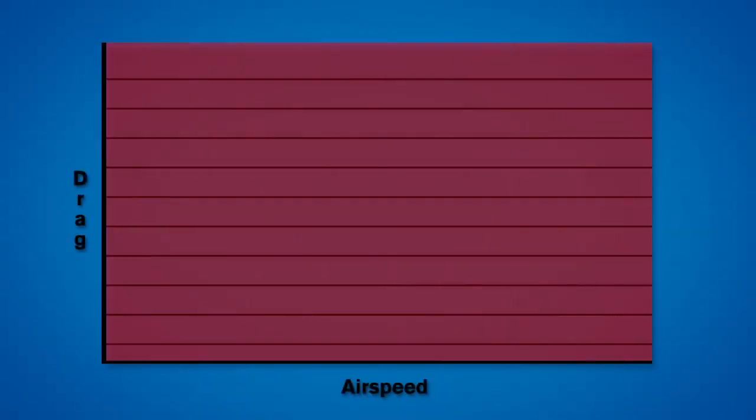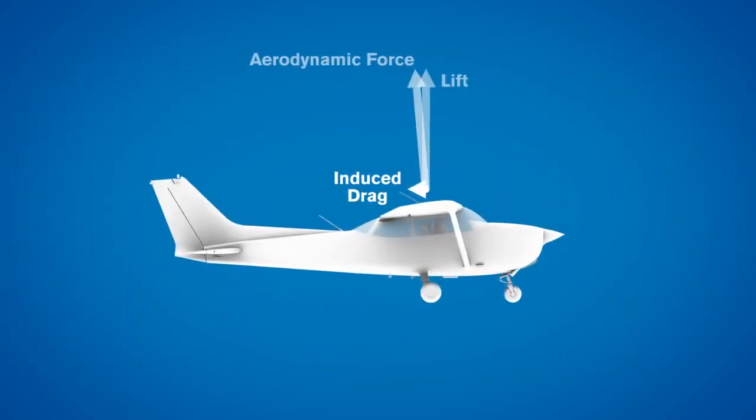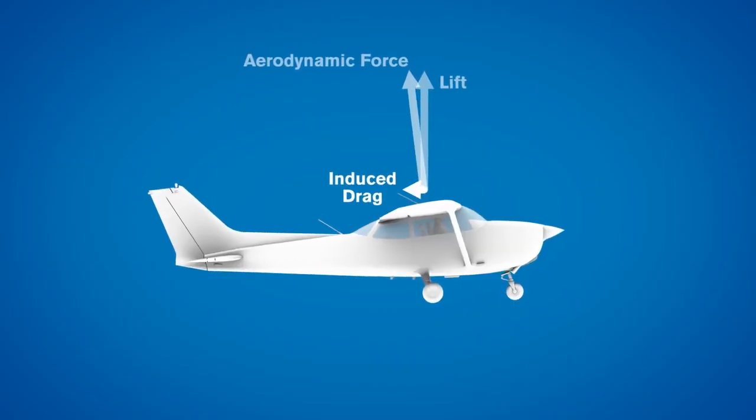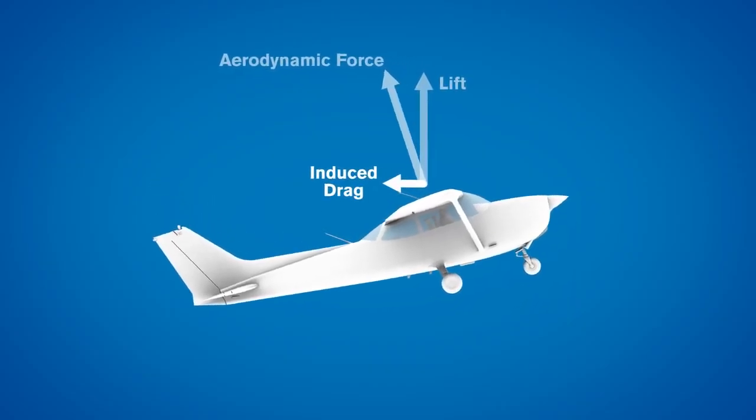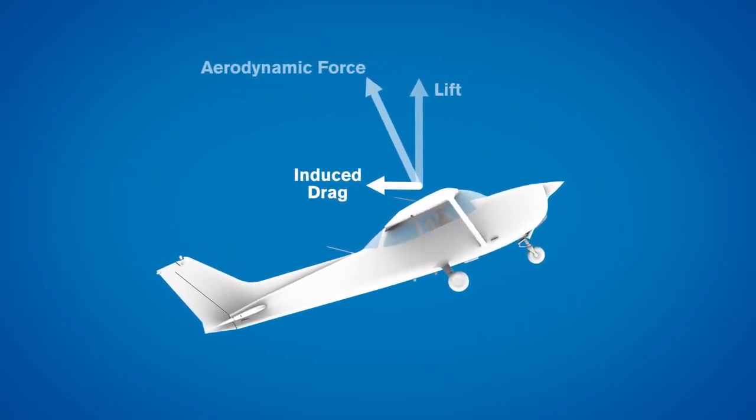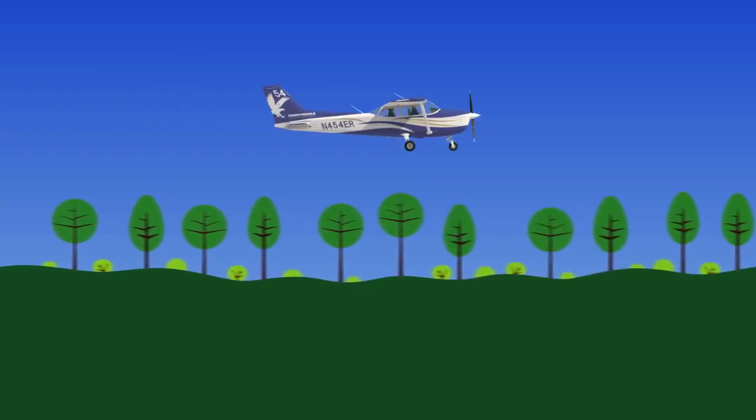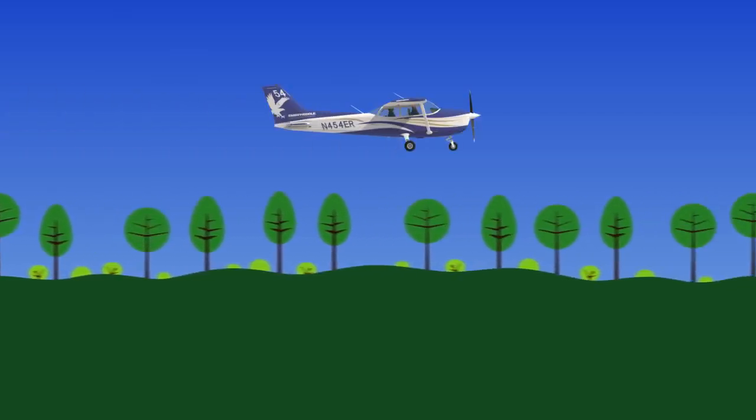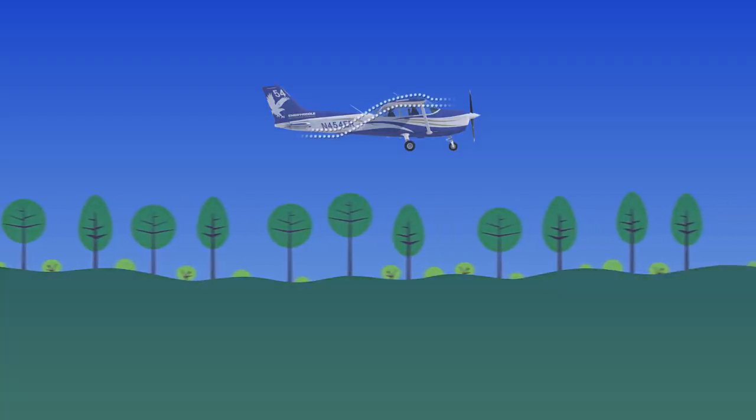Induced drag is higher at slower airspeeds and decreases as we increase speed. This is because induced drag is worse when the airplane is flying at a high angle of attack, like when we are flying slowly. One way that a pilot can experience reduced induced drag is by flying in ground effect.